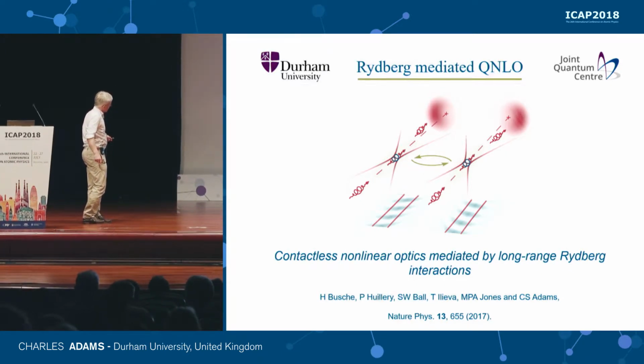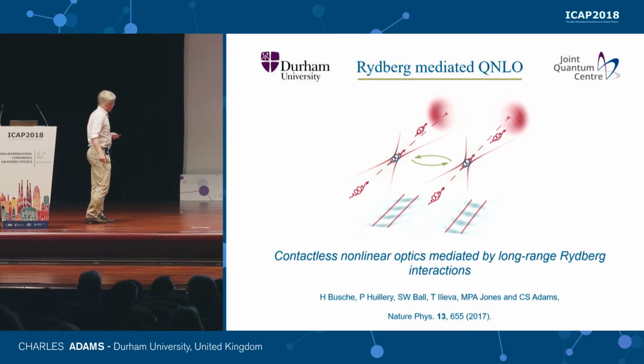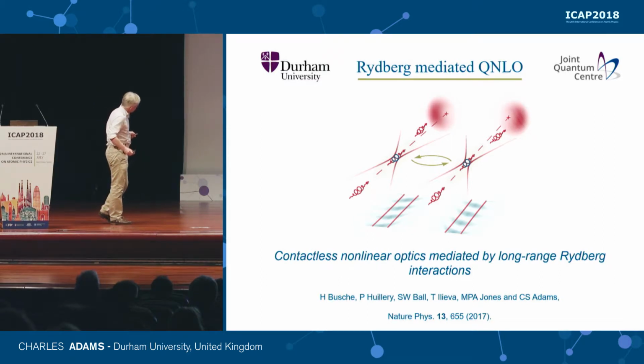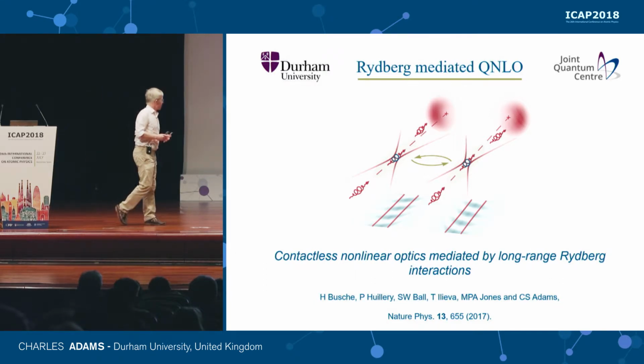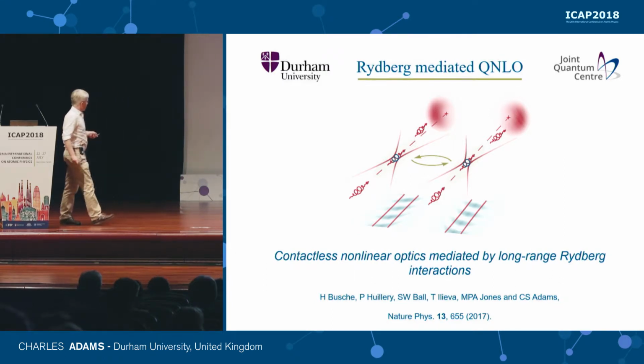So the dipole-dipole interaction between the Rydbergs changes the phase of the propagating photon. And basically, this phase shift then causes the photon to deflect. So if there's a photon in this channel, then that one gets deflected and this one gets deflected. But if there's only a photon in one channel, then they don't get deflected. So it's completely contactless, and these two channels are separated by about 10 microns.